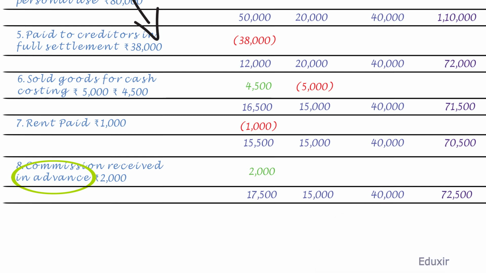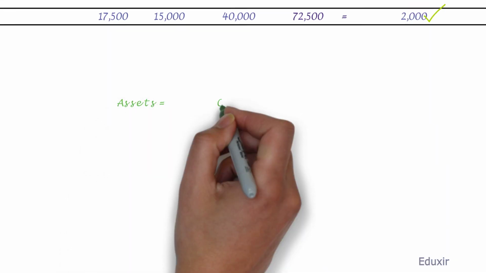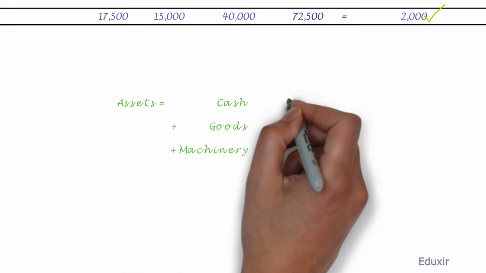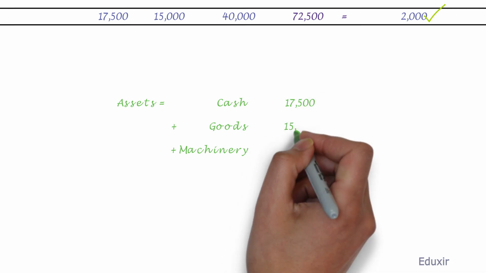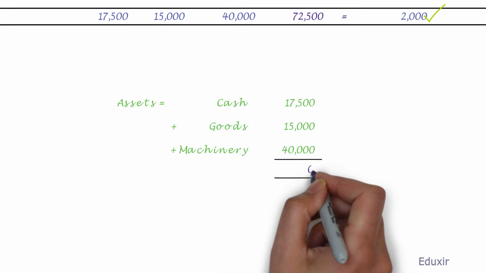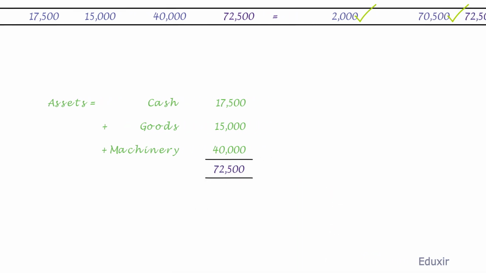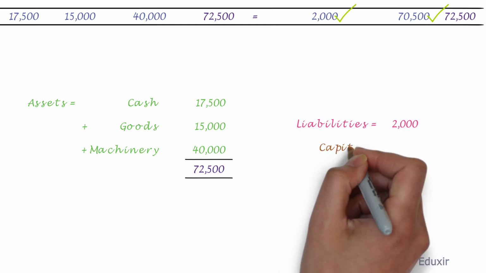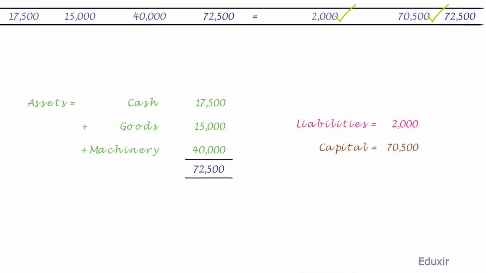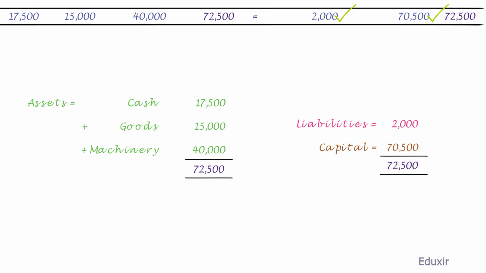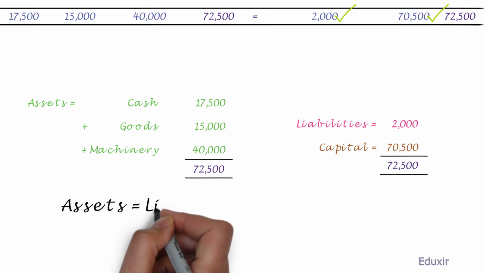For calculation, the total of all the assets would be the sum of cash, stock of goods and machinery. That is, the sum of 17,500, 15,000 and 40,000. Adding, we get 72,500. The business has a liability of 2,000 rupees. The capital is equal to 70,500 rupees. The total is 72,500 rupees. The accounting equation is verified as assets are equal to liabilities plus capital.